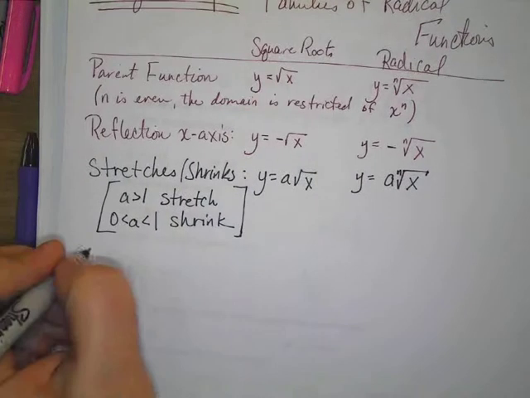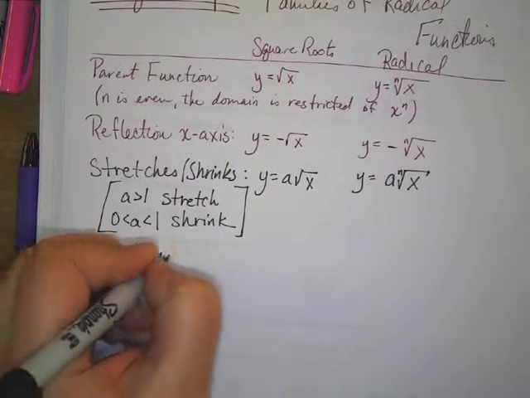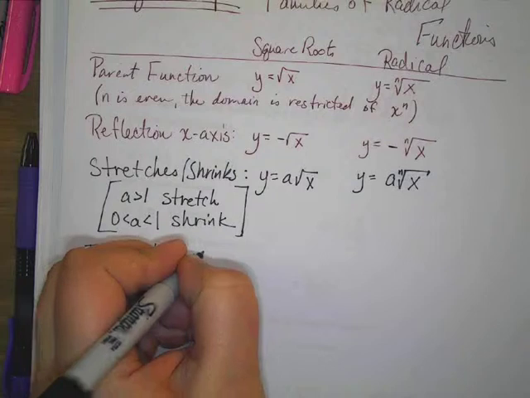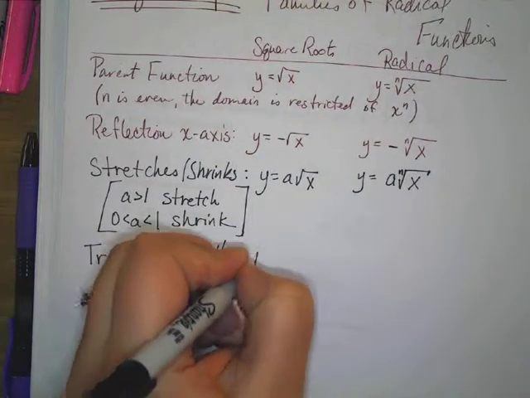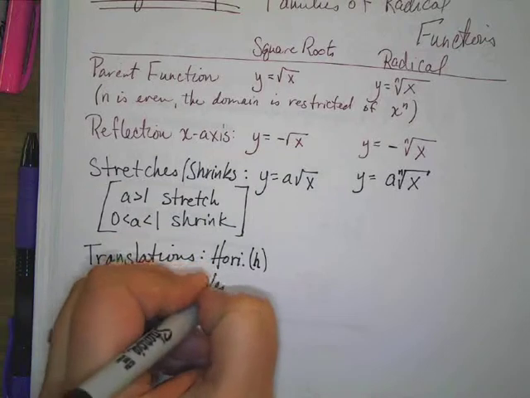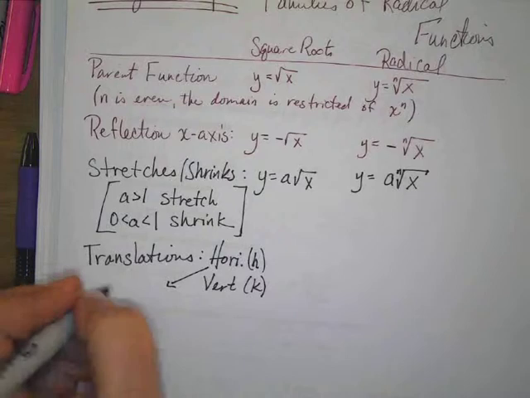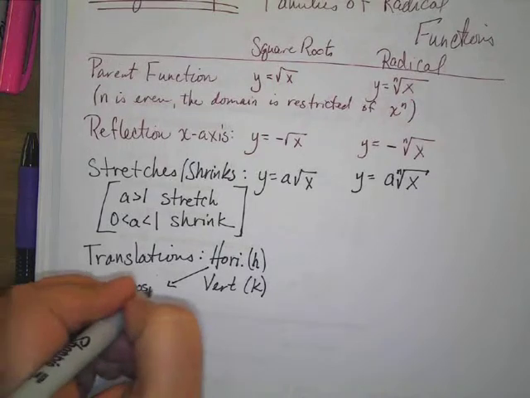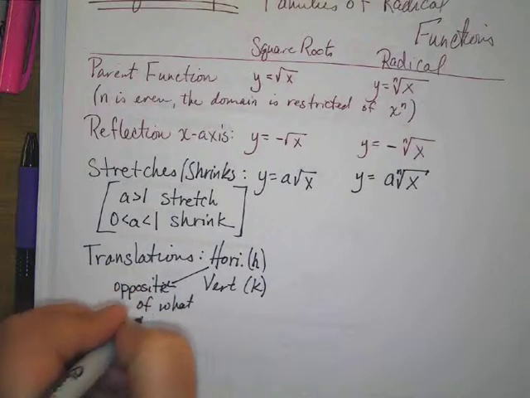And the last group we're going to talk about are translations. These are the lefts, rights, ups and downs. Horizontal is with the H. Vertical is with the K. Another note about the horizontal, it's the opposite of what you think.